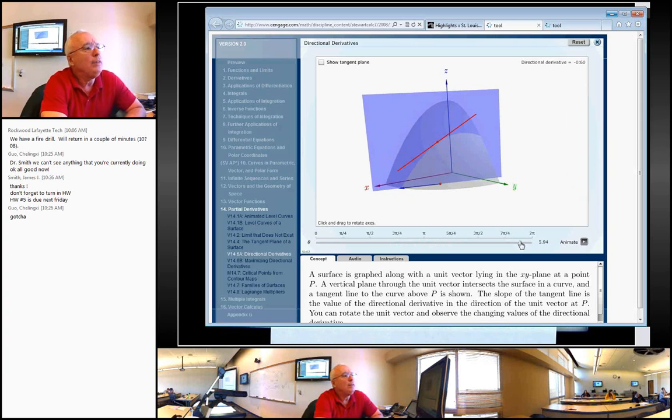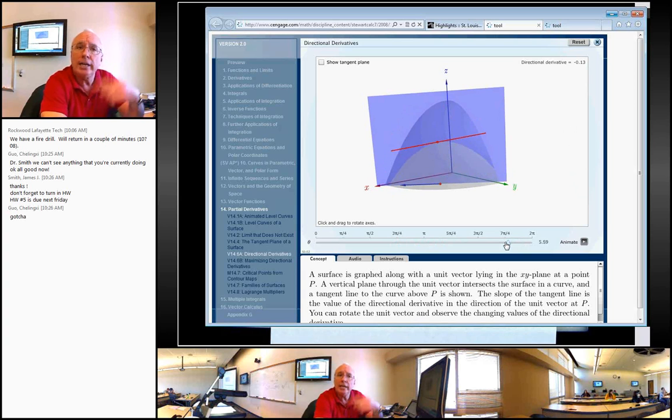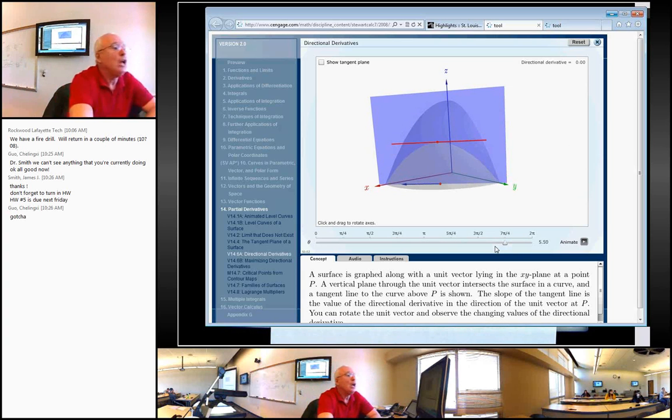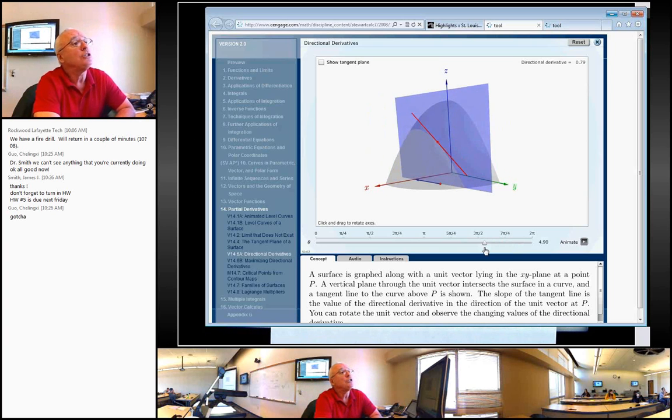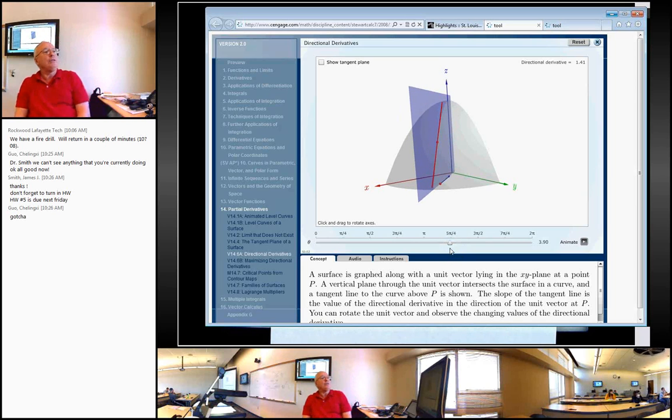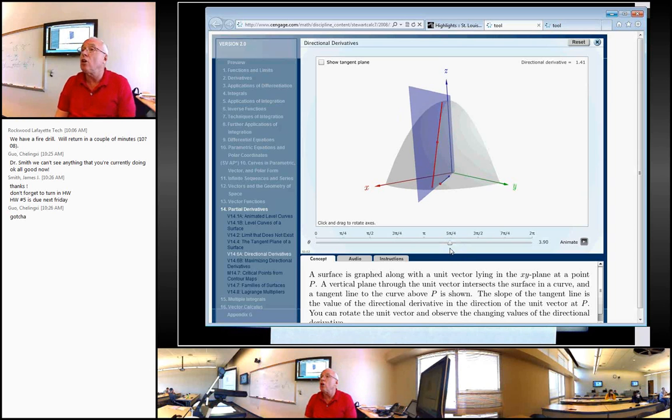Now, one thing to notice: these values of the directional derivative change as we circle around, but we do reach a point where the value of the directional derivative becomes the largest value. So actually here, I think it's at 1.41, right there, because then it goes back down. Somewhere right around here, the value of the directional derivative is the largest.